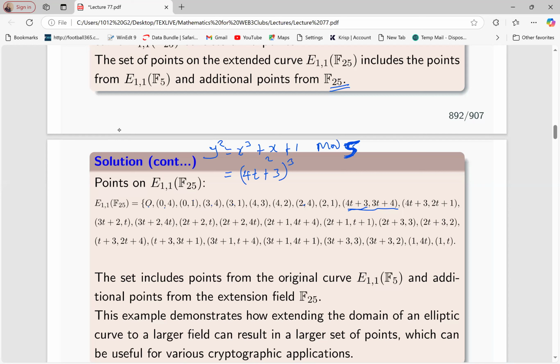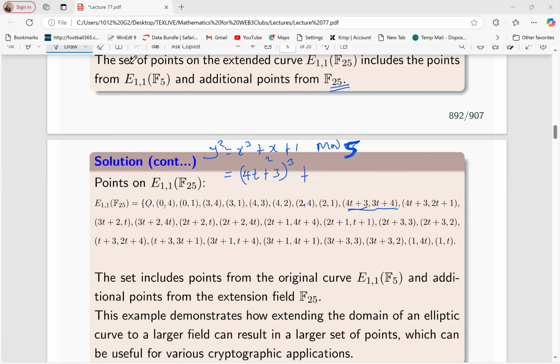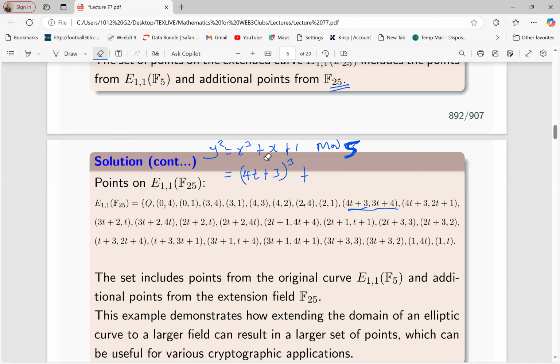Then plus x, which is 4t plus 3, then plus 1. We want to see whether the y value will be this. This is what we want to see. We want to see whether that will be the y value.